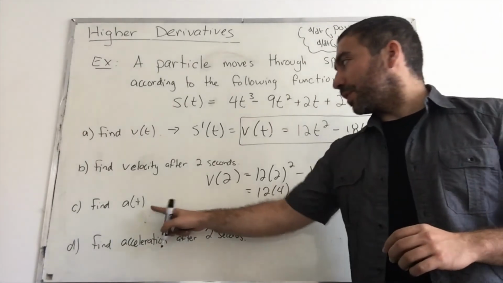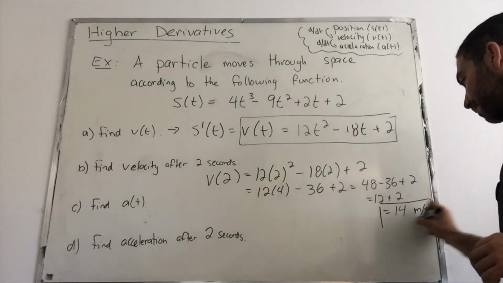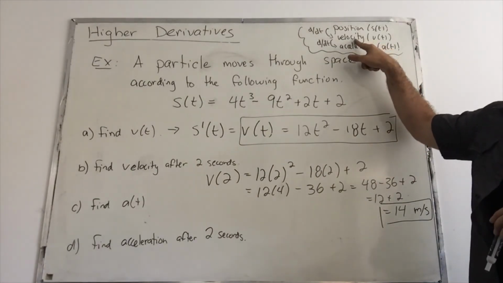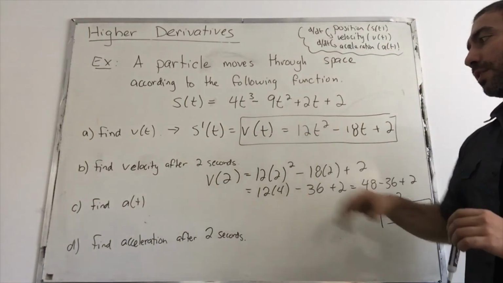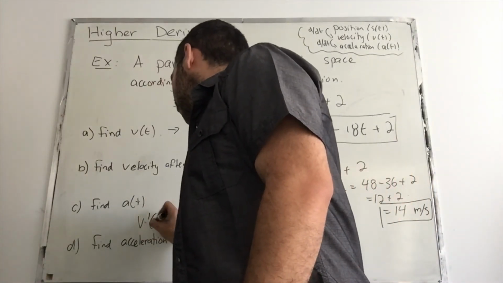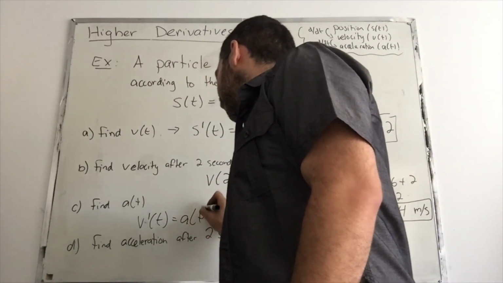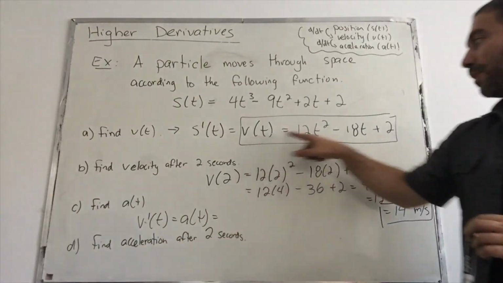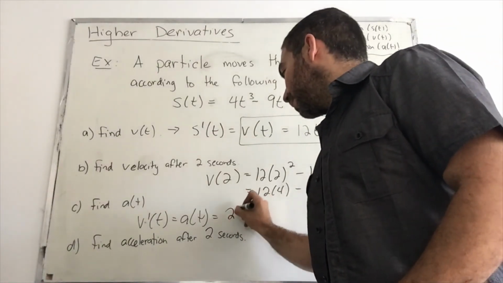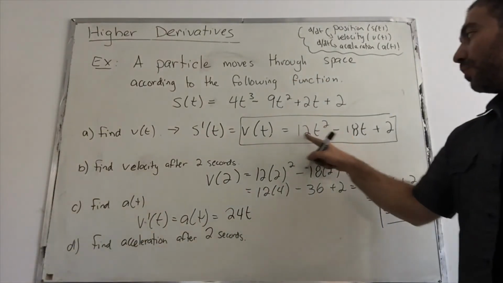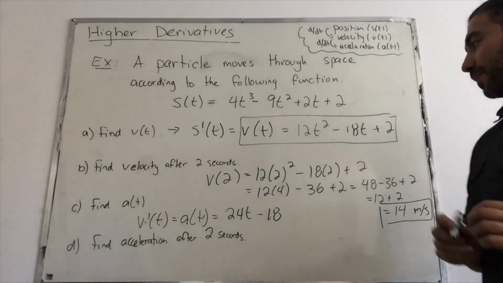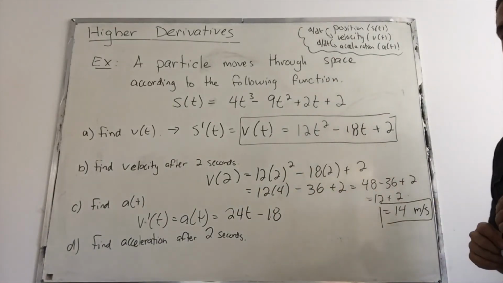Now we have to find the acceleration. So the acceleration we know is the derivative of velocity. So once we have velocity, let's go ahead and take the derivative, giving us v prime of t equals a of t. So taking the derivative of this function here now, the derivative of 12t squared is 24t, because we dropped the 2, and then minus 18. This is the acceleration function.